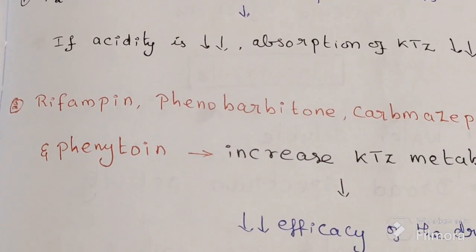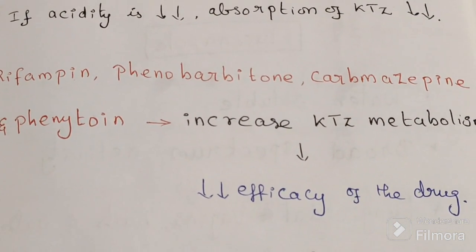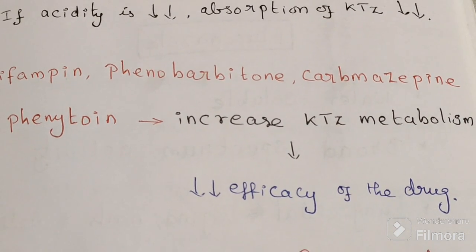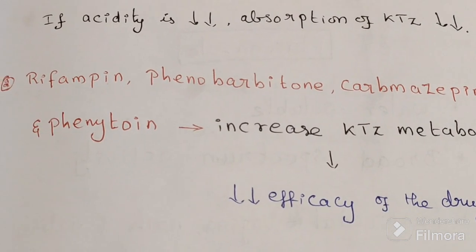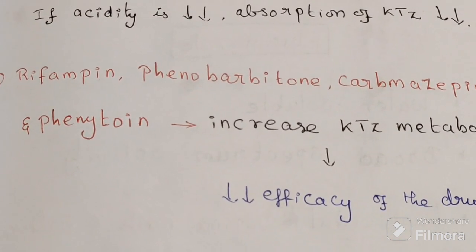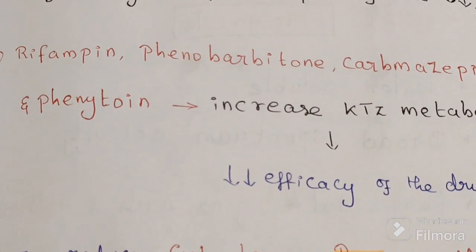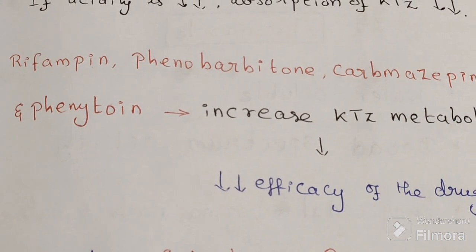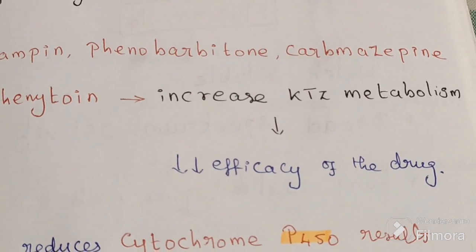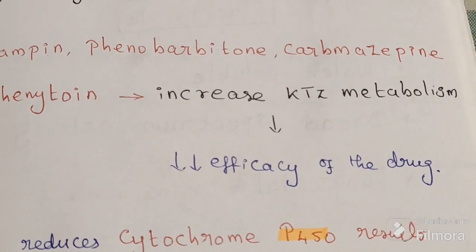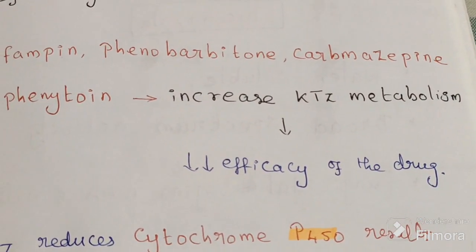Secondly, rifampin, phenobarbital, carbamazepine and phenytoin increase the ketoconazole metabolism. The increased metabolism reduces the efficacy of the drug.